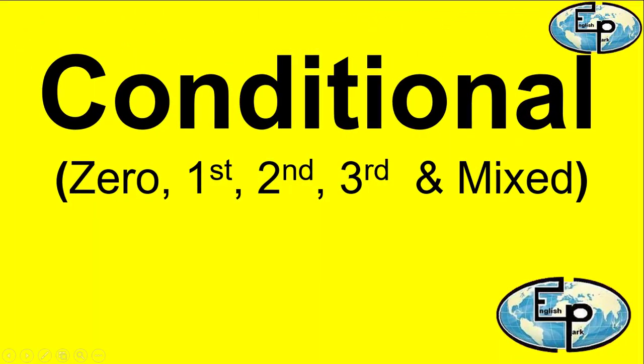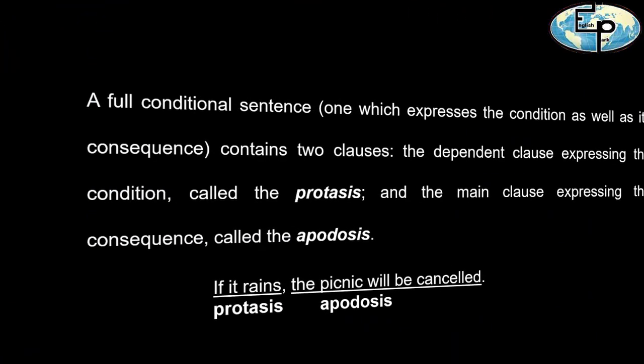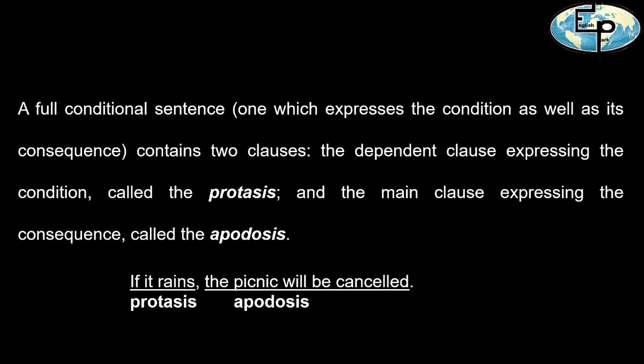Welcome back to the topic conditional. Definition: conditional sentences are sentences expressing factual implications or hypothetical situations and their consequences. A full conditional sentence, one which expresses the condition as well as its consequence, contains two clauses: the dependent clause expressing the condition, called the protasis, and the main clause expressing the consequence, called the apodosis. If it rains (protasis), the picnic will be cancelled (apodosis).